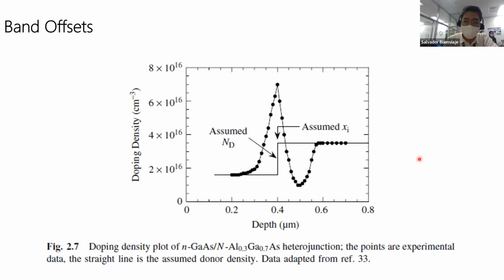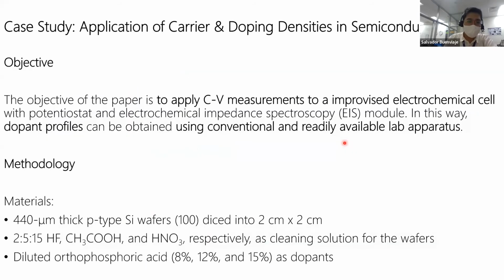This is just another diagram that shows the band offset in terms of doping density. It is a plot of apparent carrier density of a GaAs, N-GaAs and N-AlGaAs heterojunction. Here, the experimental data are the points, and then the straight line is the assumed donor density.